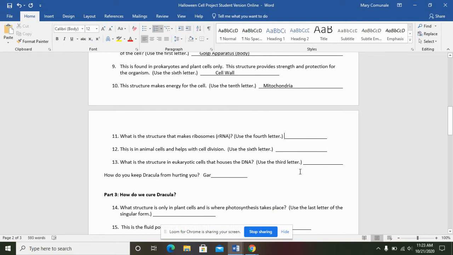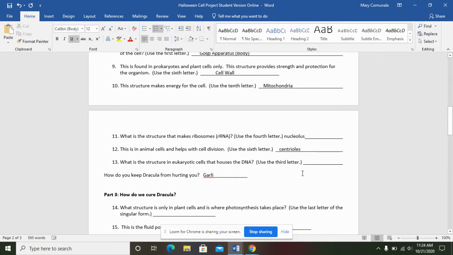What structure makes a ribosome? The nucleolus. We don't talk about the nucleolus too much, but he is located inside the nucleus. This is in animal cells and helps with cell division. So it helps if I spelled it right. Centrioles. You do need to spell it correctly in order to get the right answer.